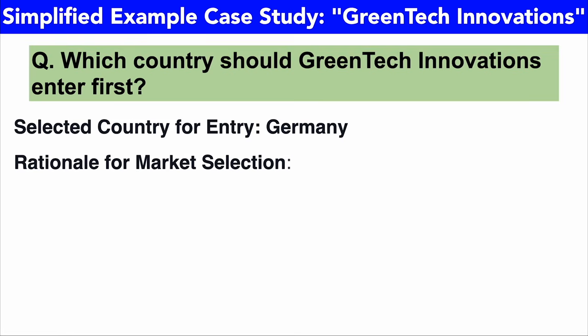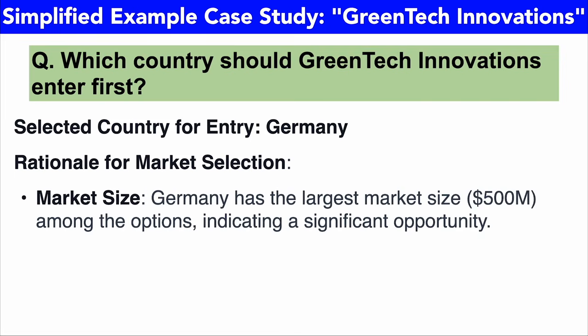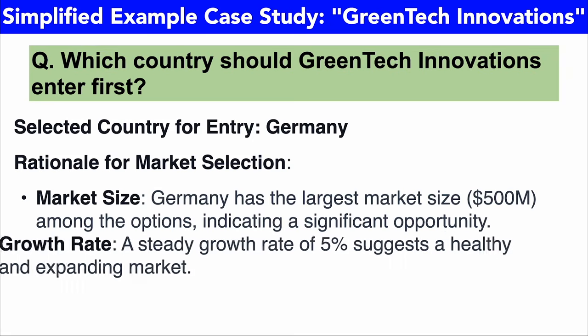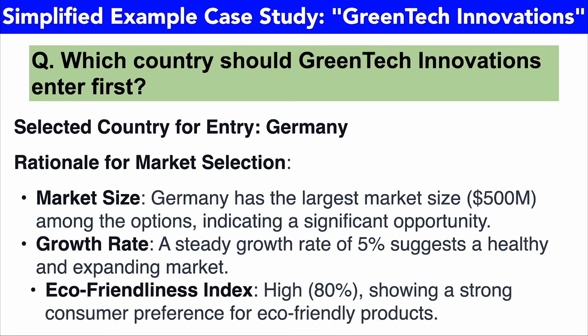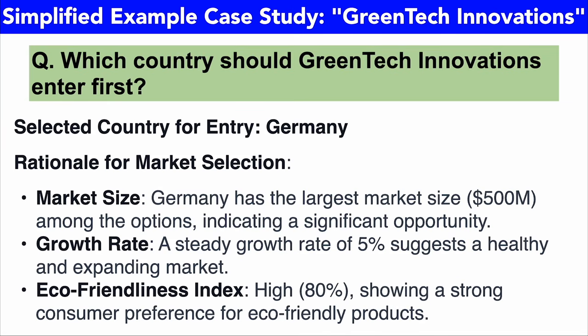Rationale for market selection: the market size. Germany has the largest market size, $500 million, among the options, indicating a significant opportunity. Growth rate: a steady growth rate of 5% suggests a healthy and expanding market, and eco-friendliness index was high at 80%, showing a strong consumer preference for eco-friendly products. So as you can see from my answer there, I use clear, concise rationale to back up my answer.